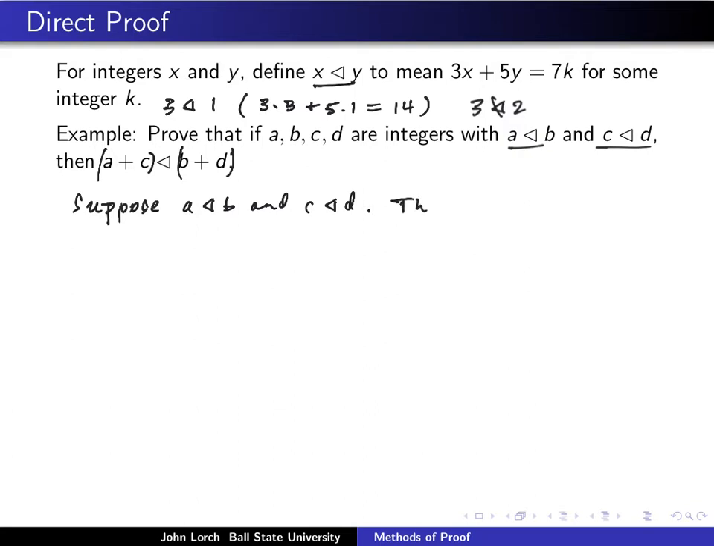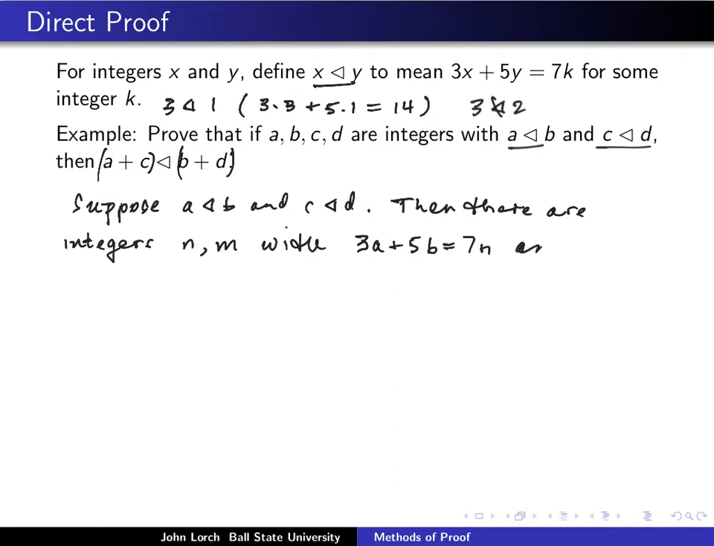So that means there are integers n and m, with 3a plus 5b equaling 7n, and 3c plus 5d equaling 7m. So it might be a good idea now to add these two together.